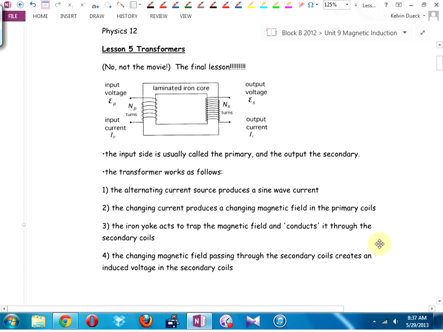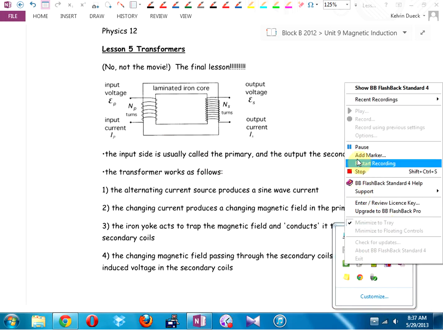solenoid. Give me a moment. I got a student coming in late. Continue.